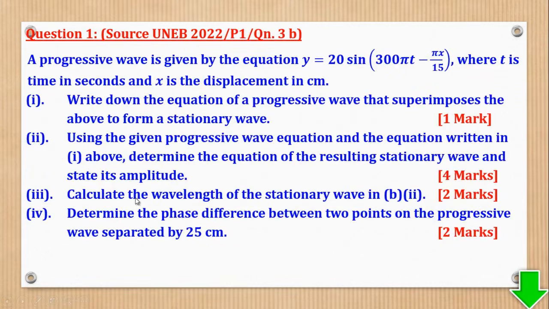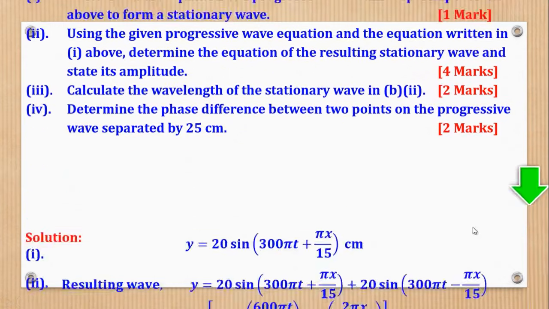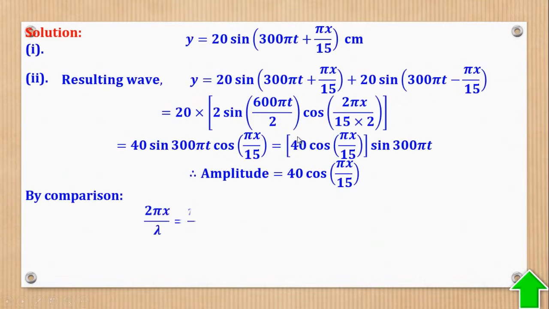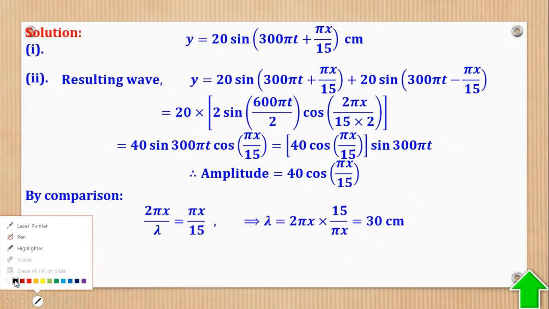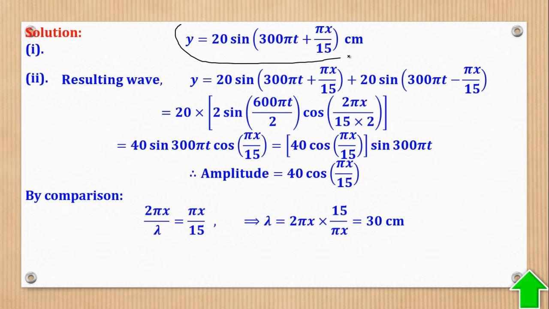Then they also wanted the wavelength of the stationary wave. So by comparison, remember frequency remains the same and speed remains the same, meaning that wavelength also remains the same. So what we need, we shall just go back to this one and get the wavelength. So this one is equal to 2 pi x over lambda. Therefore lambda will be equal to 30 centimeters.